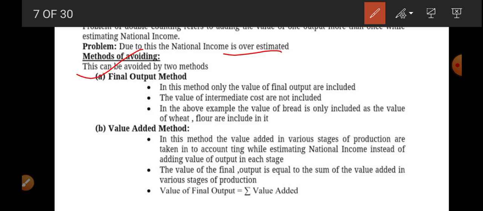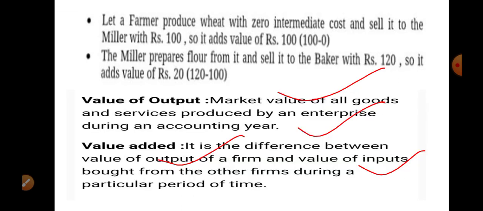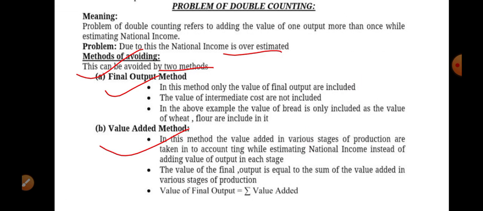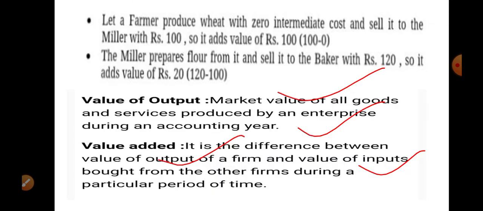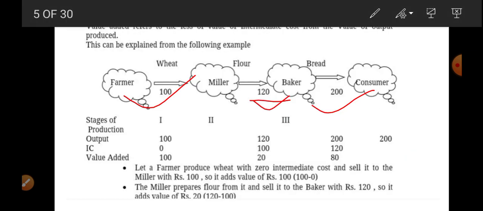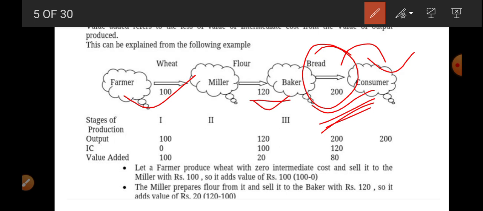How can we avoid it? So there are two methods to avoid it. First is the final output product method and value added method. So final output, that is, in the previous example, you can see that final output is what? Bread, and it is available for the consumer. So we just add the value of all final goods and services. So this is the one way.